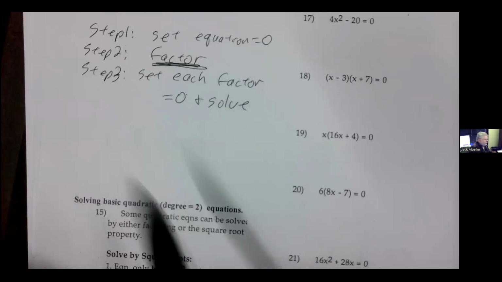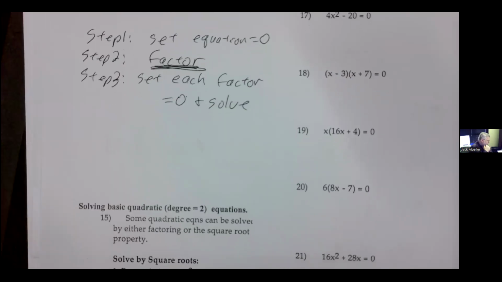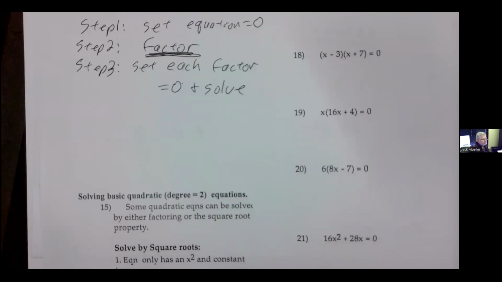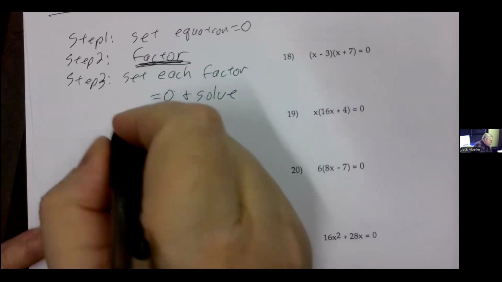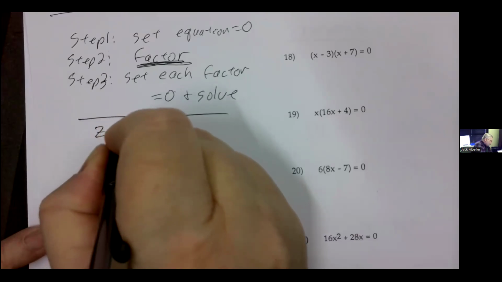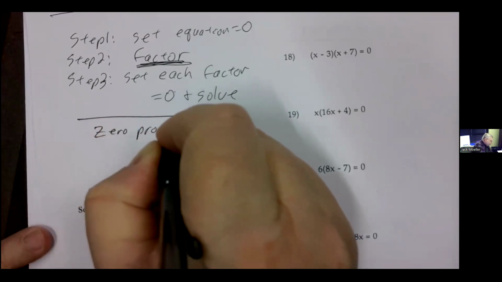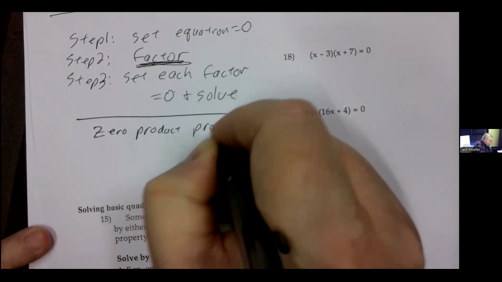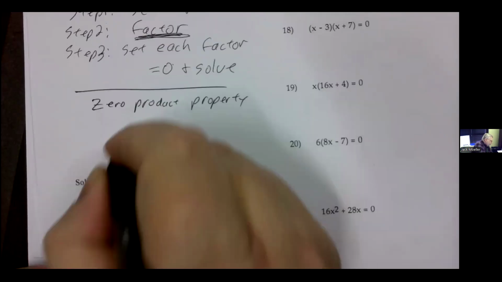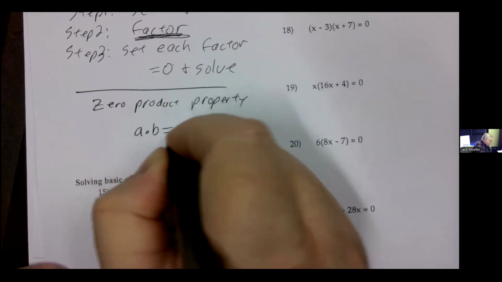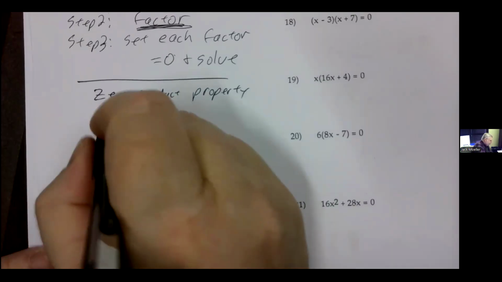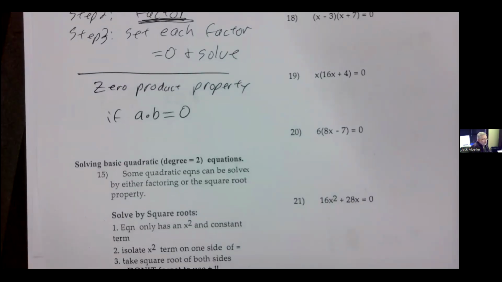And now, how does that help us? Well, the next step is set each factor equal to 0 and solve. And where this comes from is something we'll call the zero product property. That is, if A times B equals 0, what can you tell me about A or B?